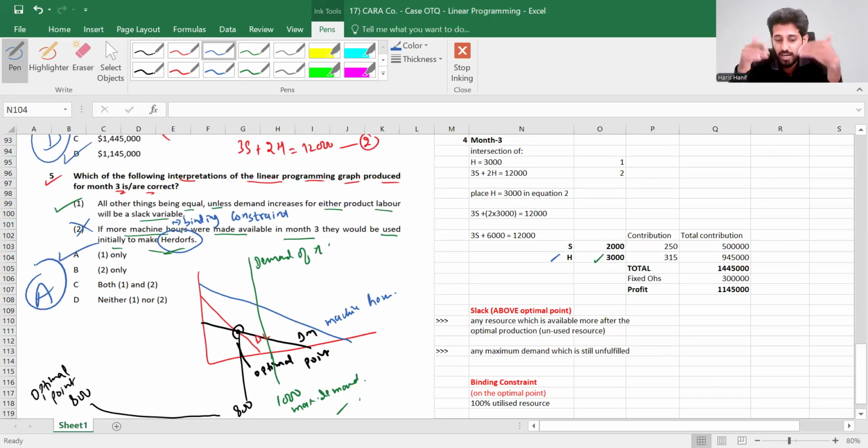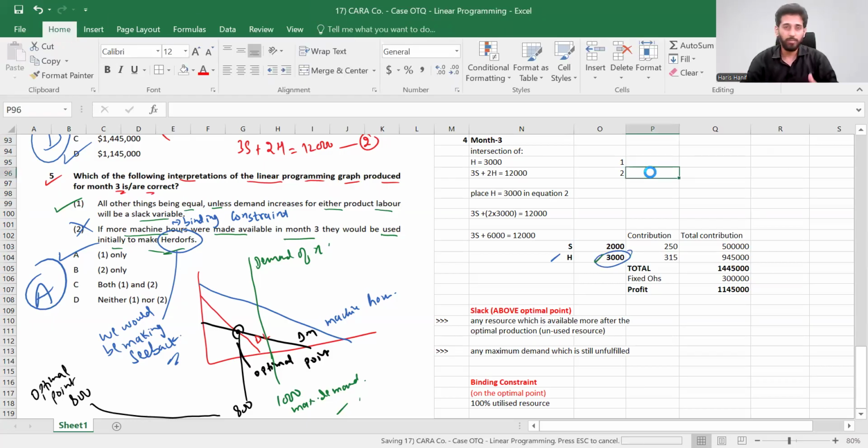So if more machine hours will be available, instead we would be making C back. No heard of, because heard of has already been produced. So yes, this is the case OTQ from the topic of limiting factor and linear programming, right?